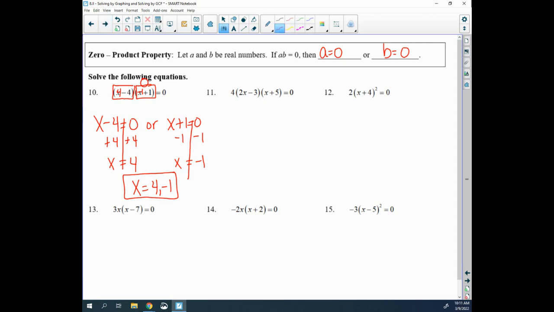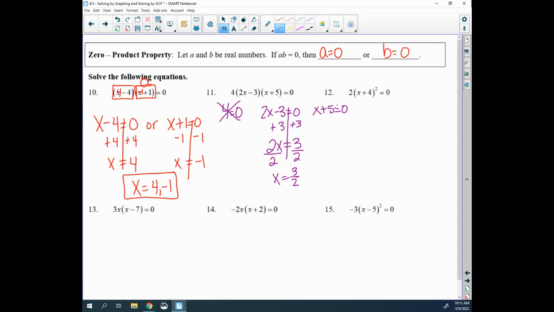Look at number 11. Now, on number 11, we really have 3 things being multiplied together. We've got the 4, the 2x minus 3, and the x plus 5. Well, I know 4 doesn't equal 0. He can't be it, which means one of these other 2 has to be 0. So if I'm solving this, I'm going to add 3. And then divide by 2. And remember, at any point, you can pause this video.